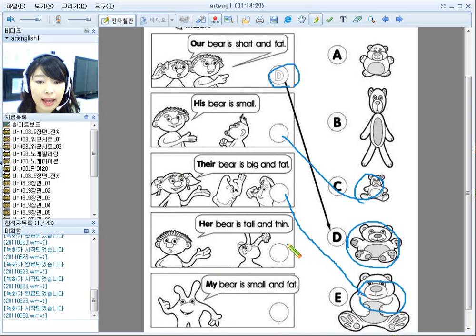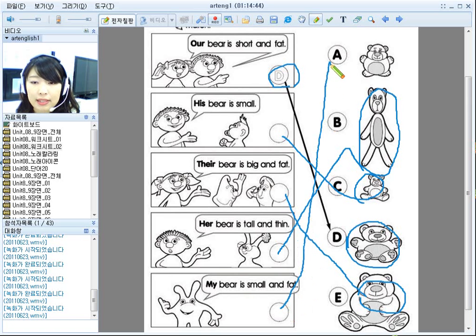And Ned says, "Her bear is tall and thin." Then Zing says, "My bear is small and fat." Very good.